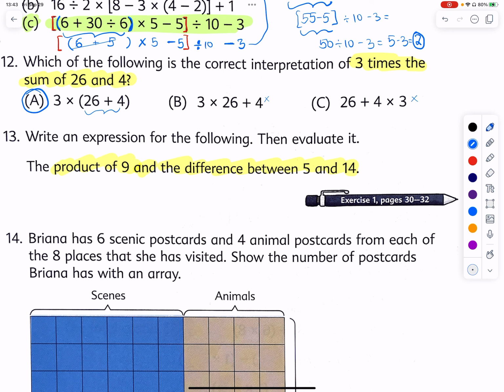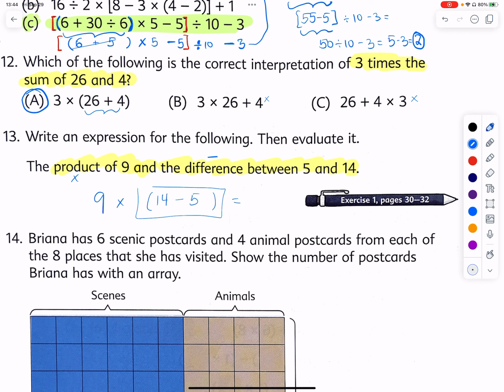Now let's look at the translation of the product of 9 and the difference between 5 and 14. Well, you know, product means multiplication. So it's the product of 9 and the difference between 5 and 14. How do we write the difference between 5 and 14? In order to find the difference, we use subtraction.